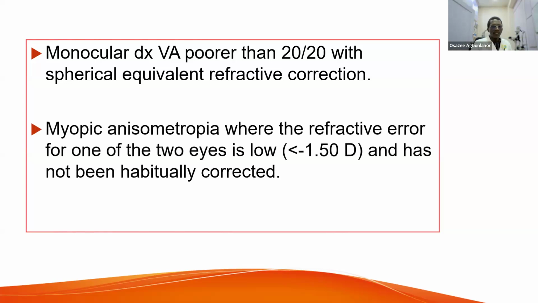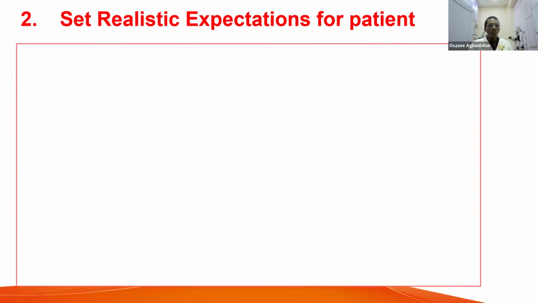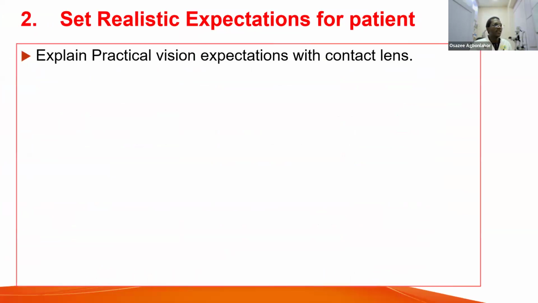All right. And of course, when you have anisometropia, that's also another difficult-to-treat condition. Now, the second thing is you set realistic expectations for patients. You don't tell them that when I treat you with these glasses, all of your problems are solved. We must be very sincere. In as much as we have a good part of this technique, it has its limitations. So we must be very, very practical. We must set realistic goals and expectations for the patient.